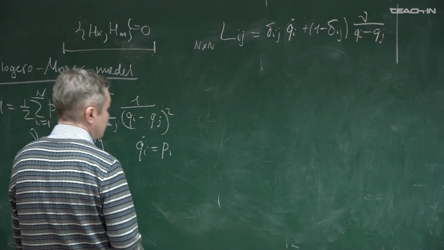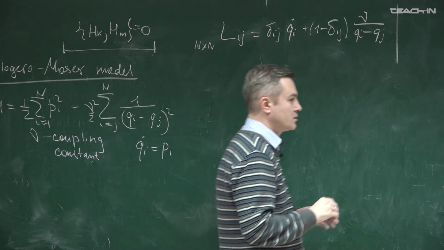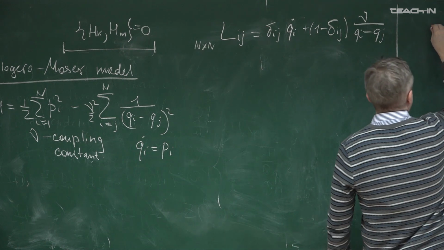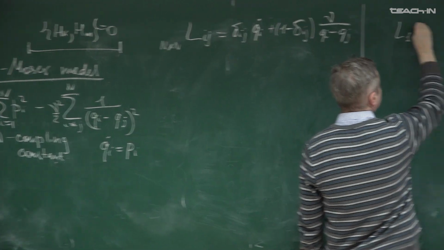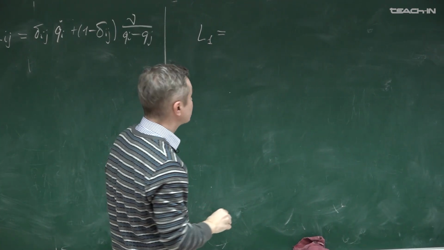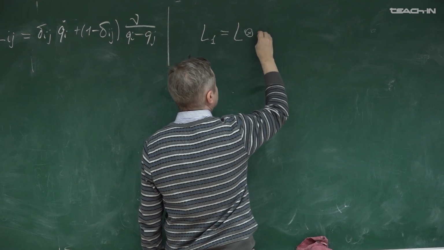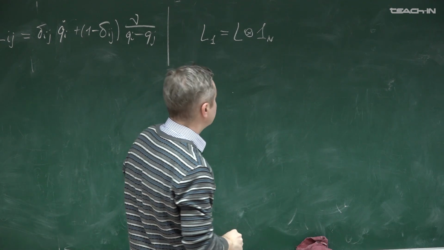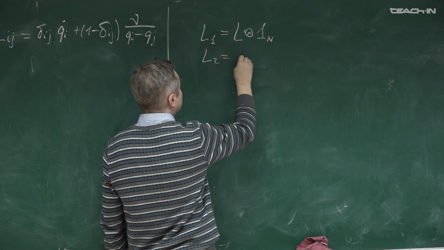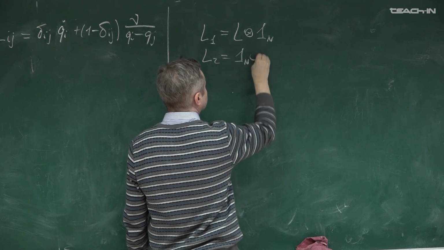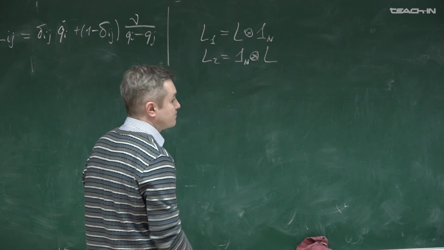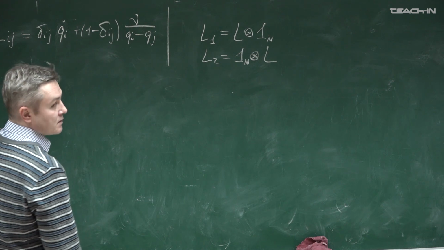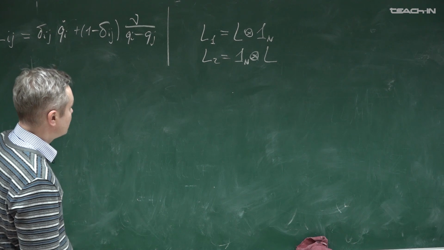Now we should introduce some notations which are widely used both in classical and quantum integrable systems. We denote L1 as a component of a tensor product, L multiplied by the identity matrix of size n by n. And L2 is the identity matrix multiplied by L. So your L is that matrix? For this model, it is.